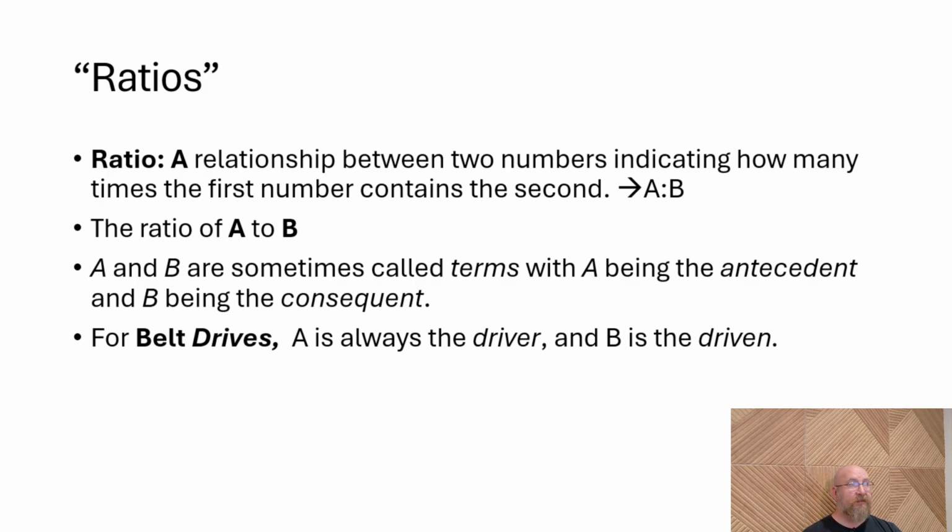For belt drives, A is always the driver and B is always the driven. But there are other systems where that is not the case, where you can have either A or B be the driving, the one that has power applied to it, and B being the driven, and the driven being the one that is being powered by whatever is spinning A. So the driver would be what you would attach to a motor. B would be, or the driven would be what you attach to an output.